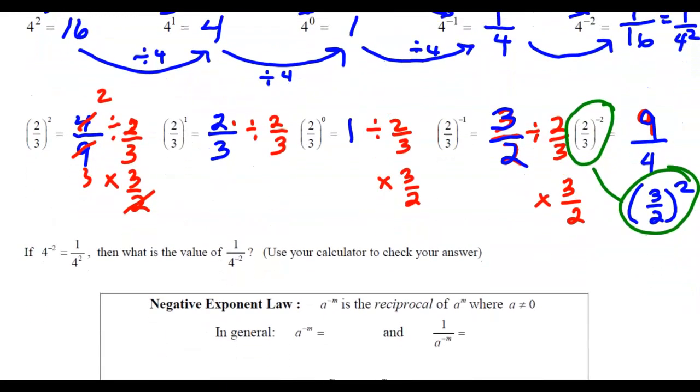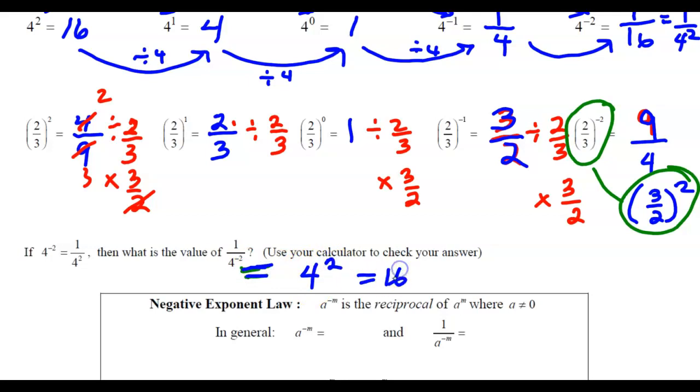Okay, so if 4 to the -2 equals 1/4 squared, then what is the value of 1/4 to the -2? Now our power's in the denominator and it has a negative exponent. What do you think we'll do to make it positive? If it was up top, we flipped it down below. So it was down below, where should we put it? Up top. Okay, we're just flipping it. So this is going to be equal to 4 to the +2, which is 16.